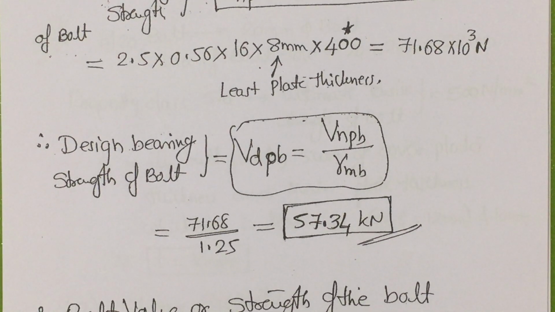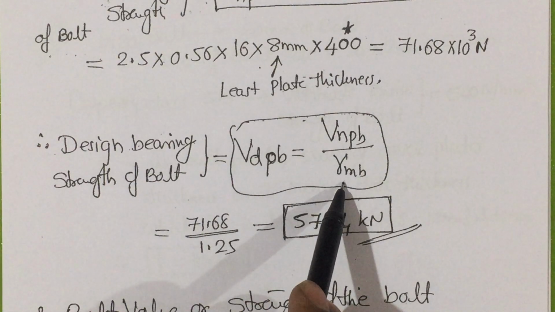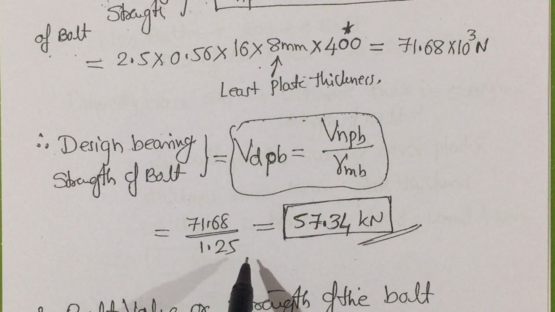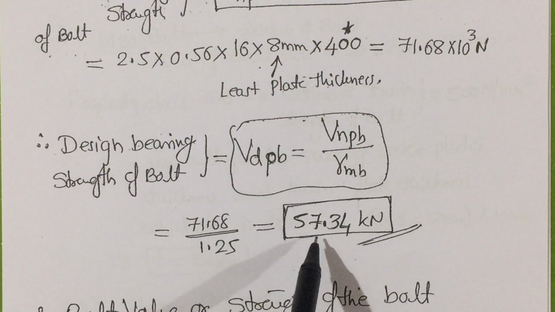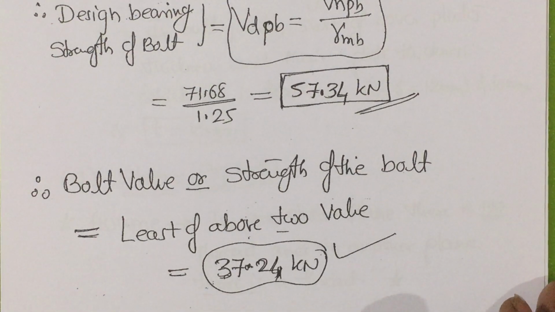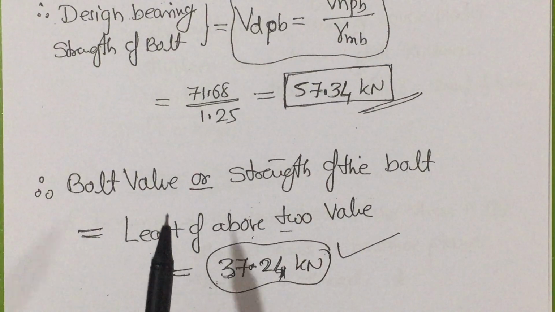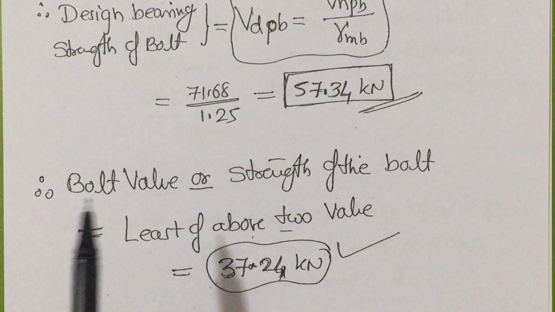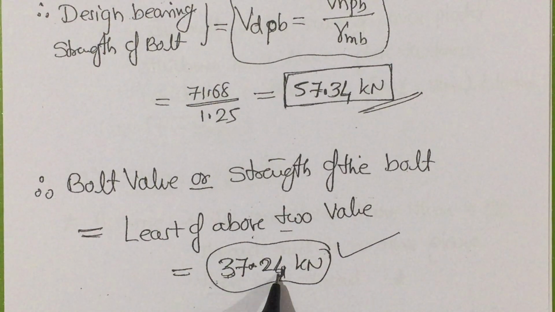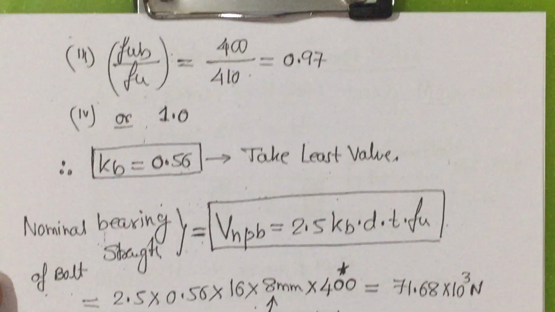So you are going to get 71.68 into 10 power 3 Newton. Then design bearing strength of the bolt is given by VDPB, that is equal to VNPB by gamma MB. VNPB we calculated, substitute, gamma MB is partial safety factor, it is constant 1.25. You will get it as 57.34 kilonewton. Second step is over. Then what do we need to find out ultimately? Bolt value. Therefore, the bolt value, or the strength of the bolt, is the least of the above 2 steps, that is, the least of the above 2 values. The least value is 37.24 kilonewton, that becomes the bolt value. Then we will move on to the second problem.